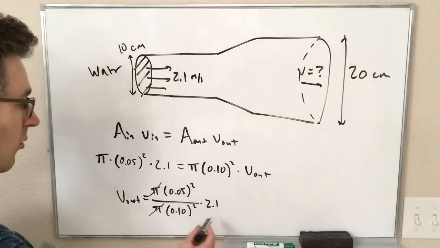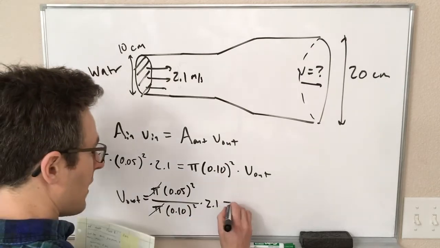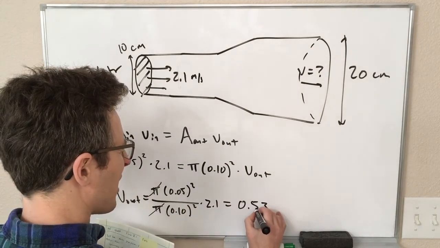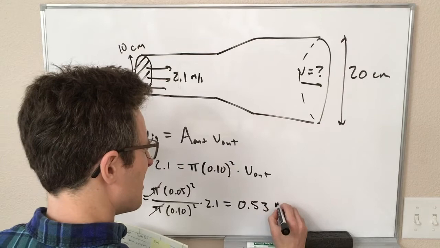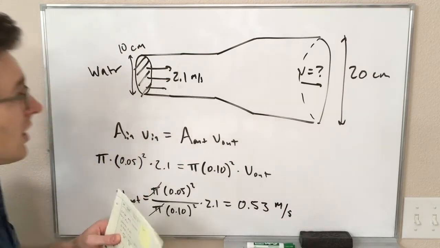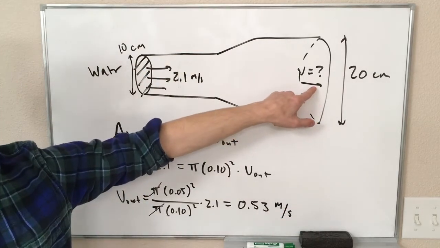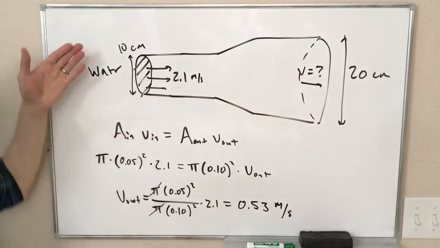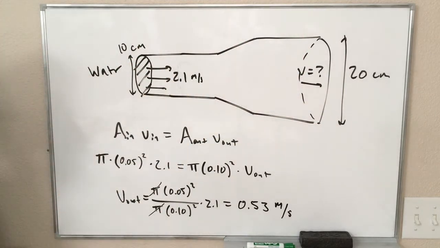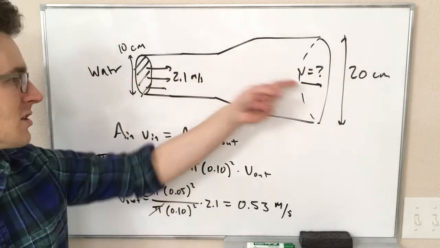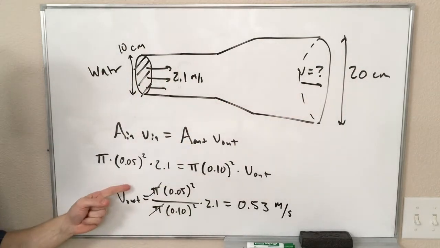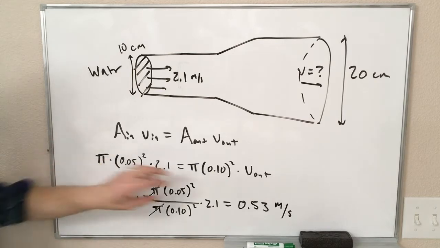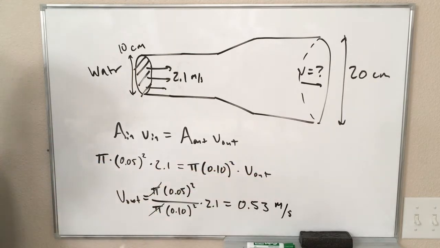So we're going to get 2.1 times 1/4, and that's equal to 0.53, if we round to 2 sig figs, meters per second. So our velocity decreases by a factor of 4 over here because our area has increased by a factor of 4. So that's how this continuity equation stuff works. If the density changed from one end to the other, of course, we would have another term multiplying each of these, but that would be something that we would know and could use in this equation. All right, great.